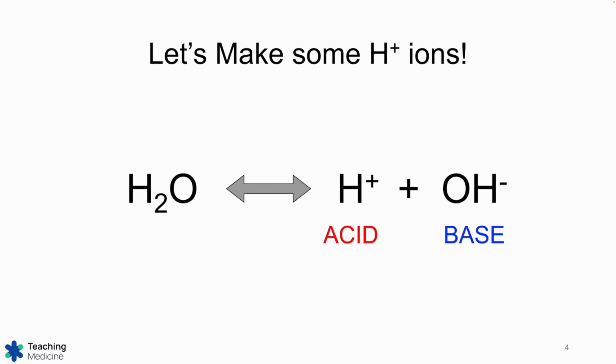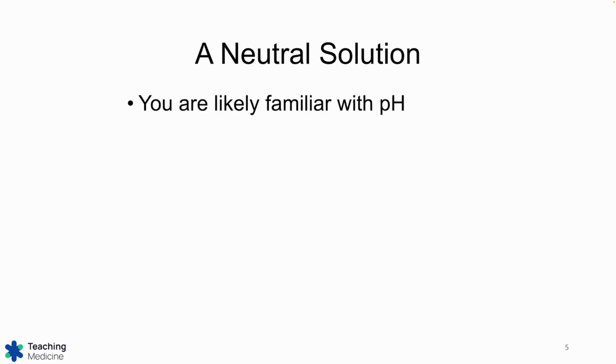So how do you make hydrogen ions? You take a water molecule and you split it into the proton or hydrogen ion, which is the acid, and the hydroxyl group, which has a negative charge, and that is the base.